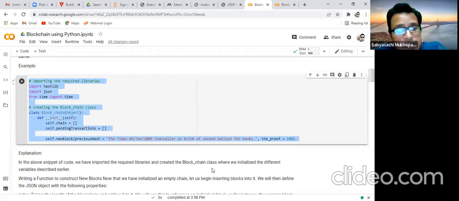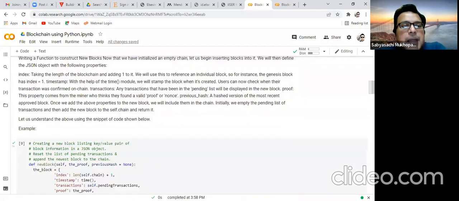So then what we are doing now is writing a function to construct a new block. Now for example, we have initialized an empty chain, and let us begin with inserting the blocks into it. So we will define the JSON object, which will have the following properties. For example, it will have index, which will take the length of the chain and add one to it. Then we will use this as a reference for the individual block. For instance, the Genesis block will have the index one, because we are starting with the Genesis block. All of you know the first block is the Genesis block.